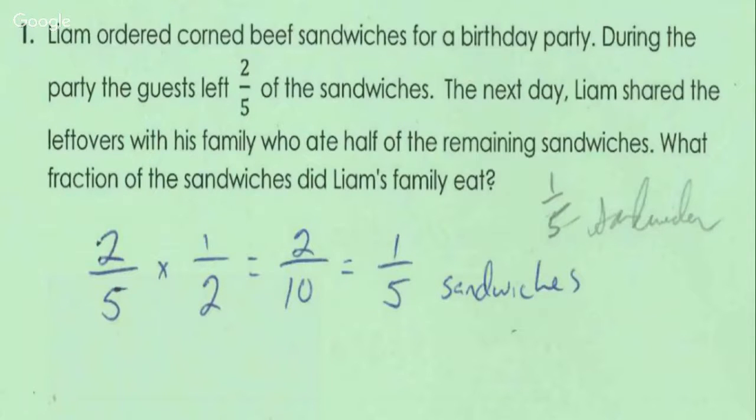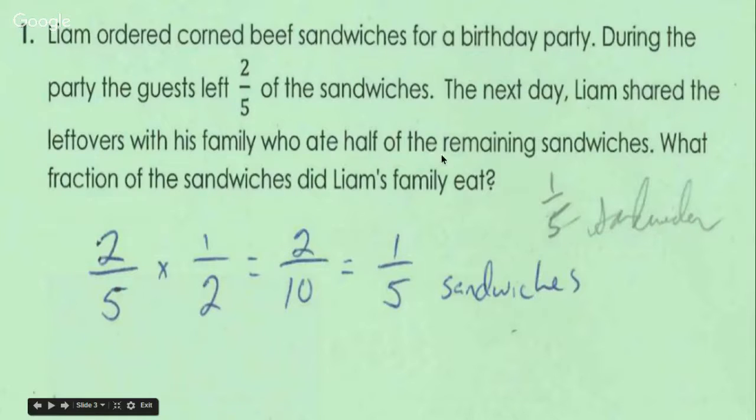But let's talk about how to solve this problem. Starting with what is left over. 2/5 of the sandwiches is what is left over. It's what we're working with. The next day, Liam's family, which it doesn't matter if he has 9 siblings or he's an only child or anything like that, but his family is splitting half of the remaining sandwiches. So half of the 2/5 that we have.